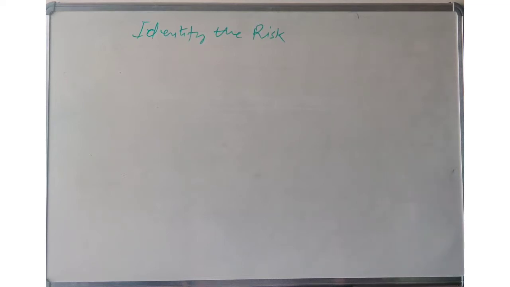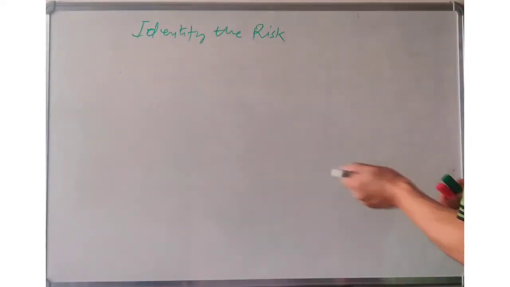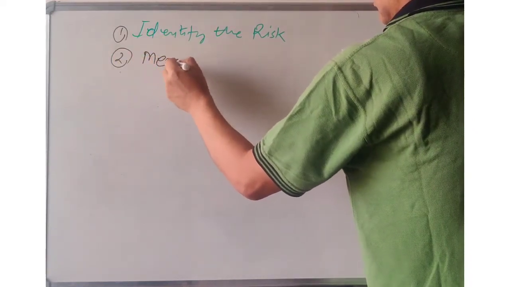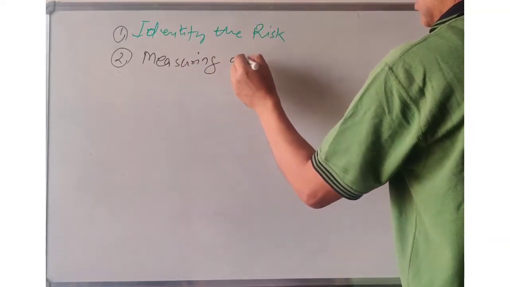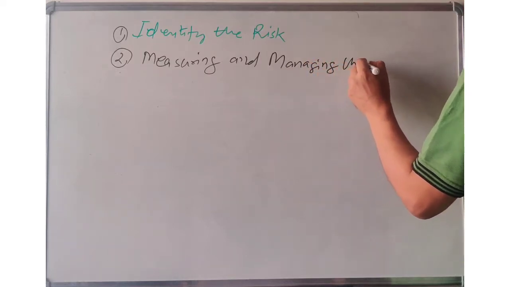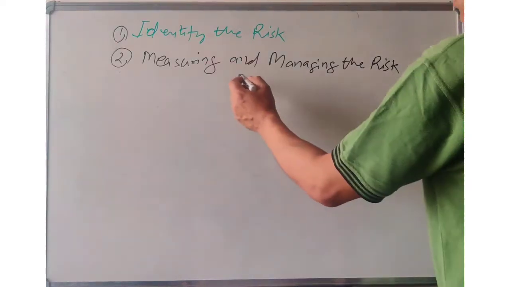Now after the risk is identified, the next process in the building blocks is measuring and managing the risk. This is the second step in building a risk management process. Measuring and managing risk can have 2 broader approaches.